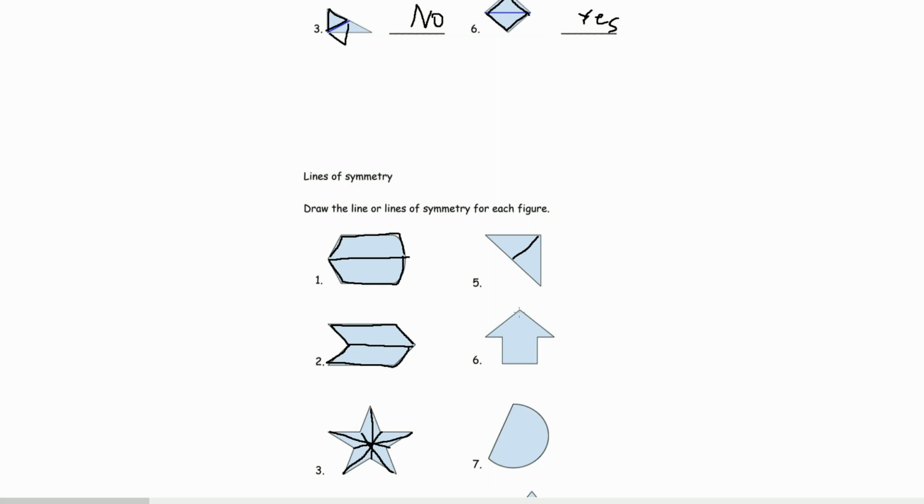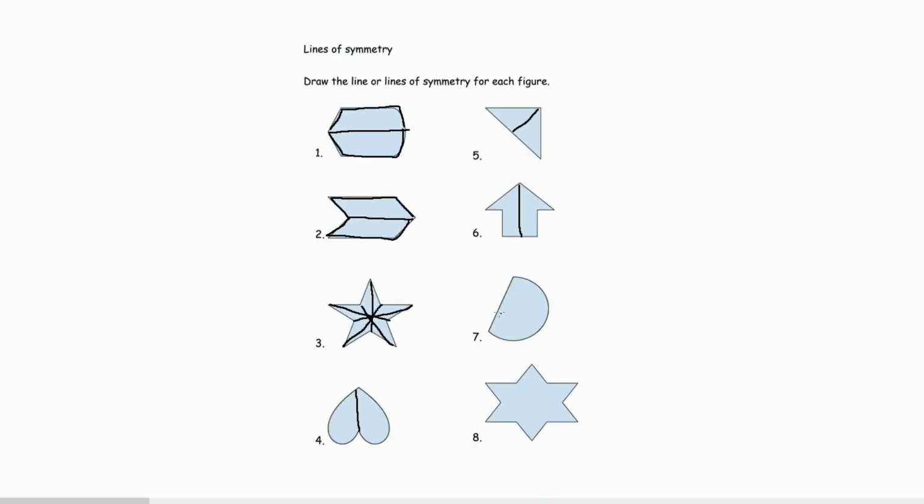Number six, split down the middle again. That side matches that side, so that would be correct. Number seven, we can't do it straight in the middle because those sides wouldn't match, so let's take the middle of the shape, and that side would be the same as that side when we flip it over.